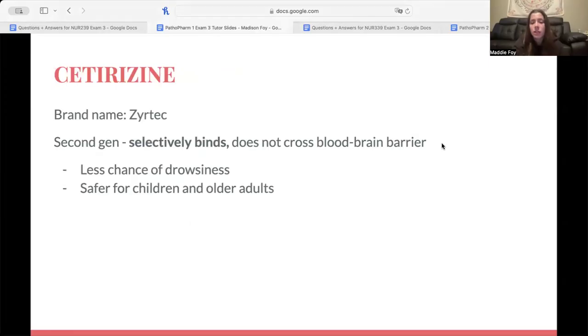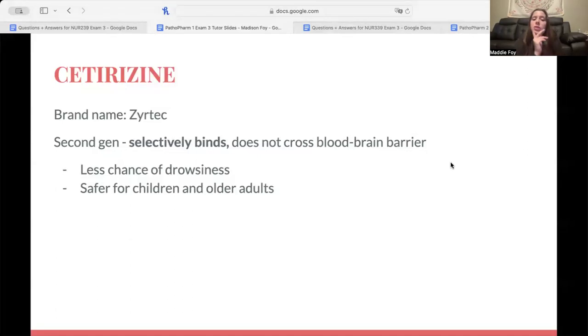Then the second generation antihistamine is going to be cetirizine. This is Zyrtec. This is a lifesaver for so many people, especially people with seasonal allergies. This selectively binds and does not cross the blood-brain barrier. So there's less chance of sedation or drowsiness, meaning that it's safer for children and older adults to take. This is also just used for allergies, seasonal allergies, rhinitis, etc.